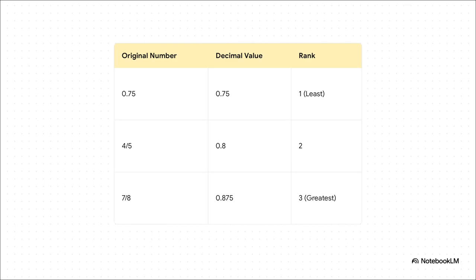Okay, let's break it down. The decimal 0.75 is already done for us. Then 4/5. That converts to 0.8. And 7/8 becomes 0.875. Now ordering them is a piece of cake. 0.75 is the smallest, then 4/5, and the greatest is 7/8.